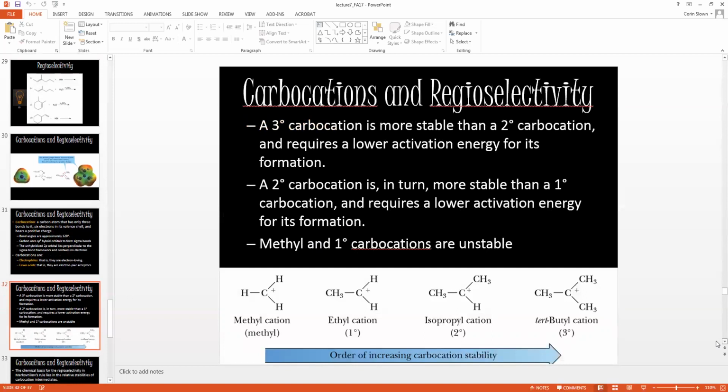So a tertiary carbocation is more stable than a secondary carbocation, and it requires a lower activation energy to form. A secondary carbocation is in turn more stable than a primary carbocation, and it requires a lower activation energy for its formation. Methyl and primary carbocations are highly unstable, and we're not going to observe them. So if I take a look at the order of increasing carbocation stability, anytime it's possible to form a tertiary carbocation, I want to form that because it's going to be more stable. Whereas I'm not going to observe the formation of ethyl and methyl cations.